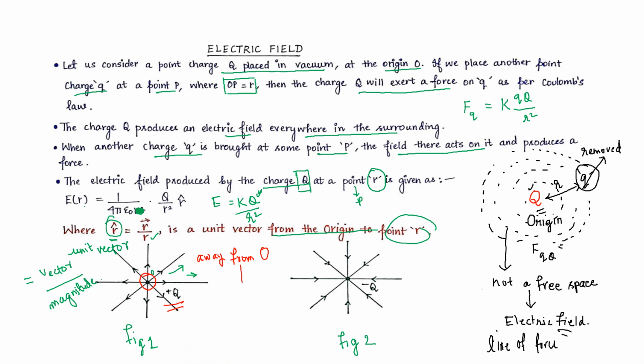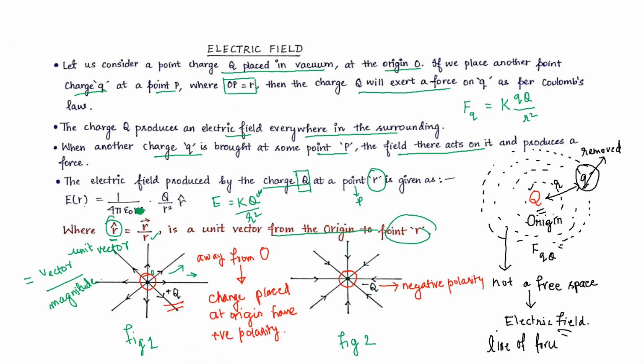So away from O, in the case when the charge placed at origin has positive polarity. Now come to figure number 2. See what polarity charge is there. The polarity of the charge is negative.